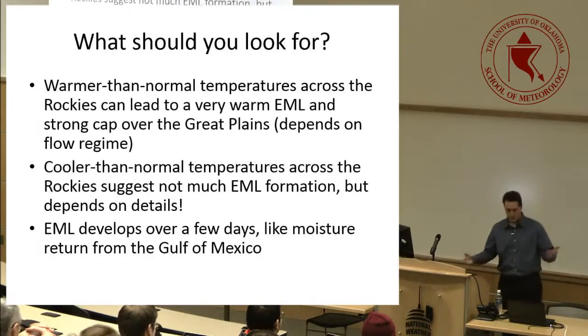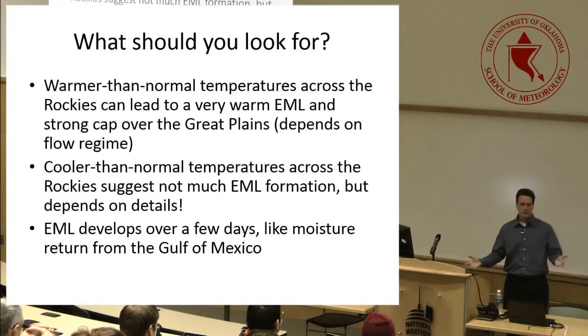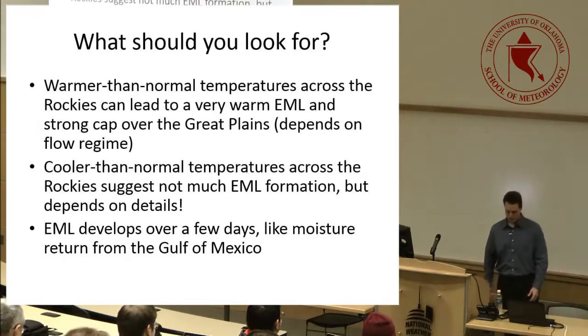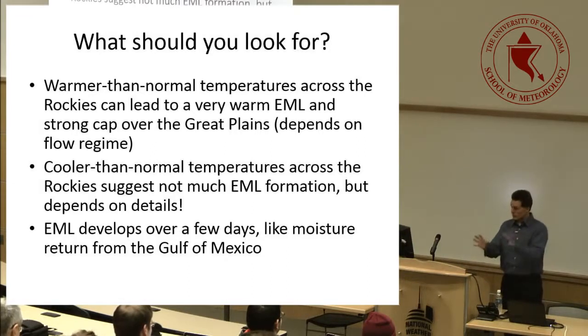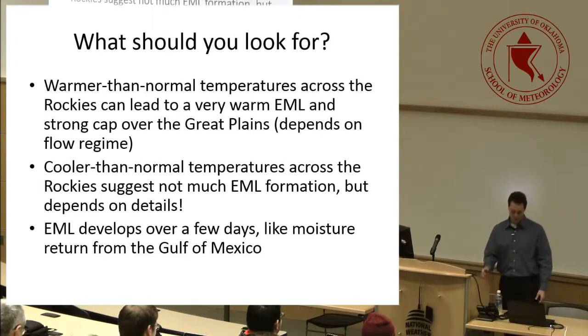And then, of course, the EML doesn't just magically appear the morning of an event. You can trace this back for days. It's just like the moisture return. You should be able to anticipate this days in advance. So hopefully this should be coming clear right now that if you want steep lapse rates atop a rich moist boundary layer, there shouldn't be any big shock. You could see this 3, 4, 5 days in advance, this pattern setting up that's going to not only generate the moist layer, generate the lapse rates, but transport them in a differential sense to the same locations.